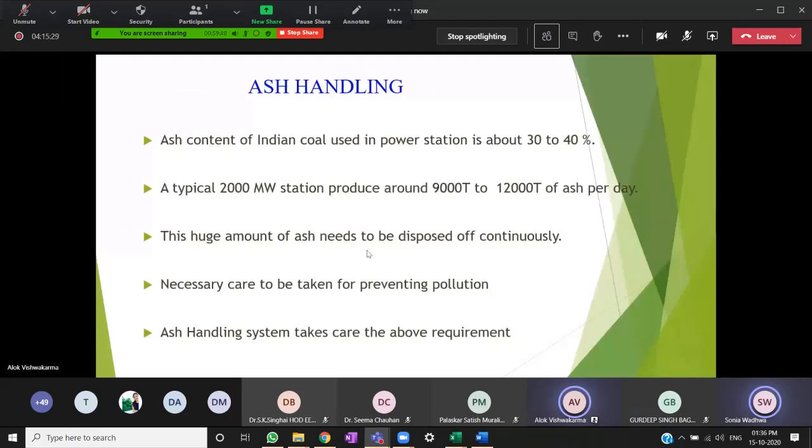Actually, two kinds of ash are generated. One is called bottom ash, and the other is called fly ash. So there is an infrastructure called the electrostatic precipitator that collects this fly ash, and that reduces the amount of ash going up the stack. I will cover it in coming slides. Okay, sir. Thank you, sir.